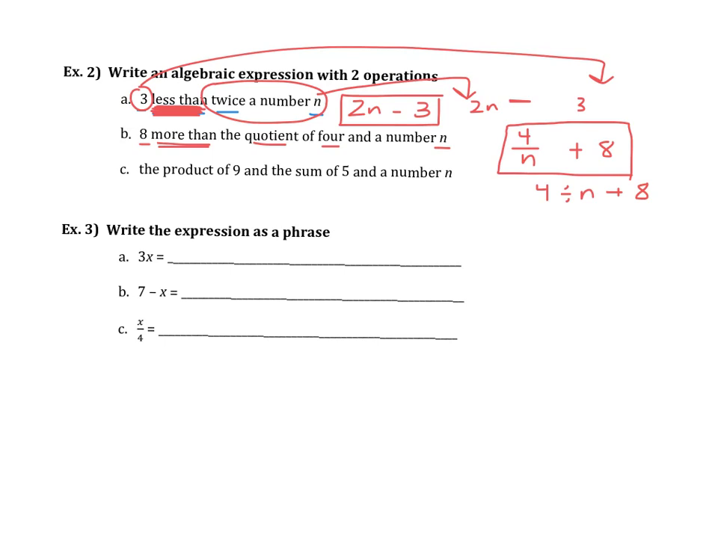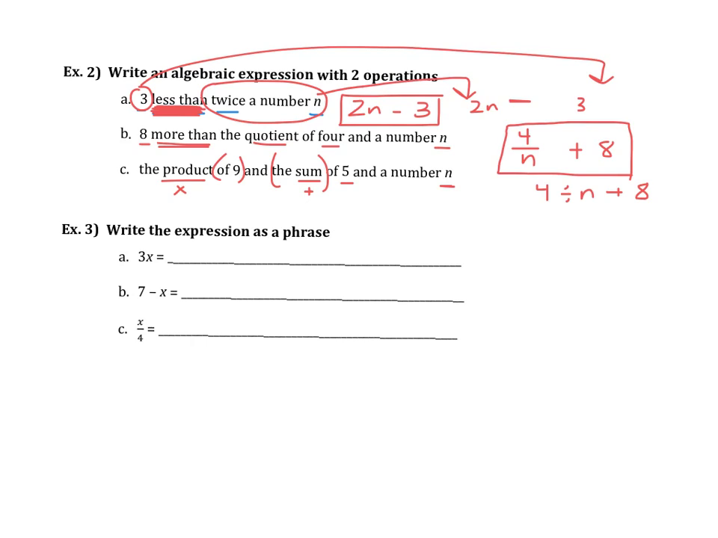All right, C, the product. What's product? Times. The product of 9 and the sum. What's sum? The sum of 5 and n. Now this one's a little bit tricky again, because it's saying the product of, and your two things you're taking the product of. So it's the product of 9 and the sum, right? So you're multiplying 9 and then whatever sum we have. Well, the sum is 5 plus n. So what's that going to look like?